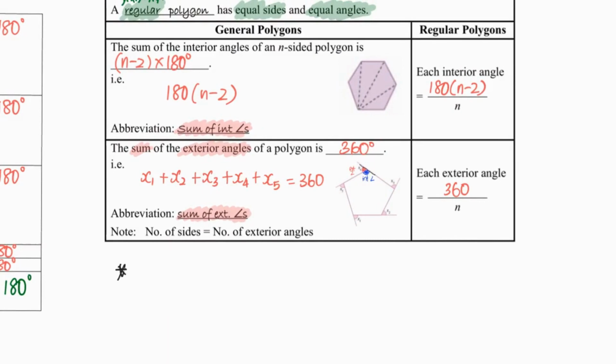And therefore, this is the third important thing that you all need to take note. Exterior angle of a polygon plus the interior angle of a polygon must be equal to 180 degrees.